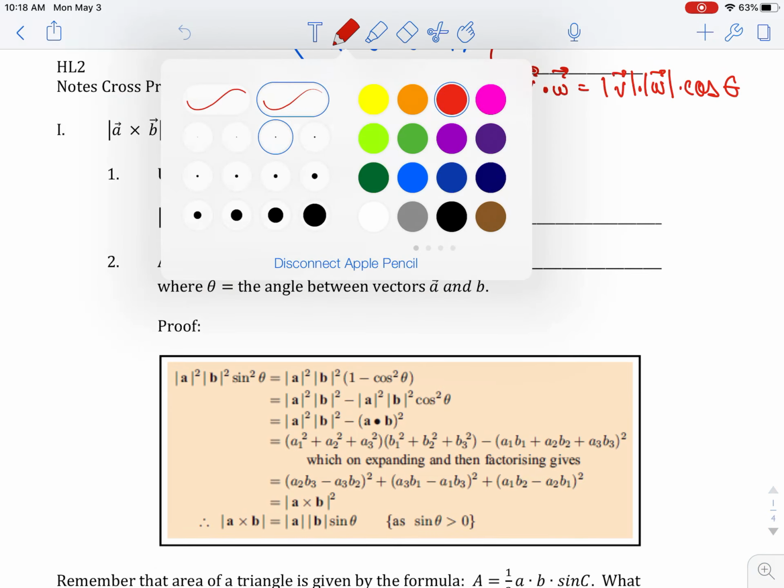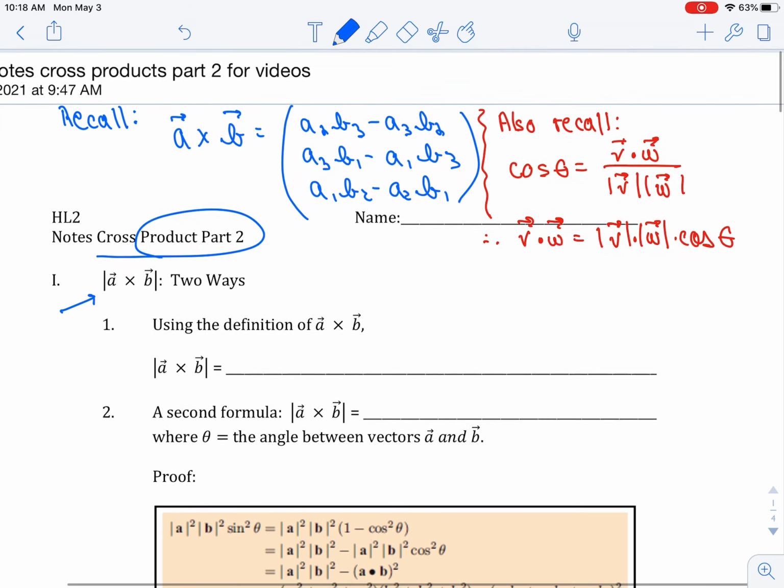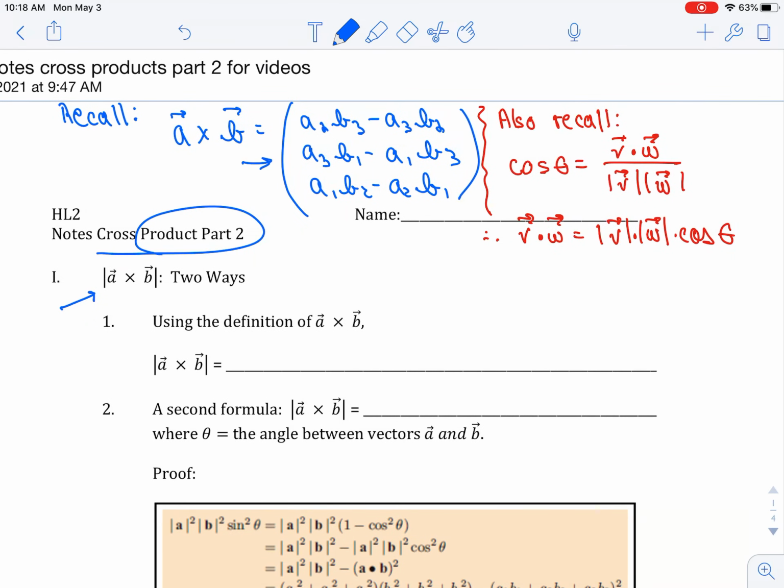So this is cross products, and this is part 2, the second part of it. And we're first going to look at the magnitude of the cross product. We talked about how to find a cross product using this formula, and I showed you a shortcut for that. If you were absent on Friday and you have not watched the video from Friday, hopefully you have, so that you could turn in the homework this morning. But if for some reason you haven't, then you need to watch that video so that you can see the shortcut for how you can do a cross product.